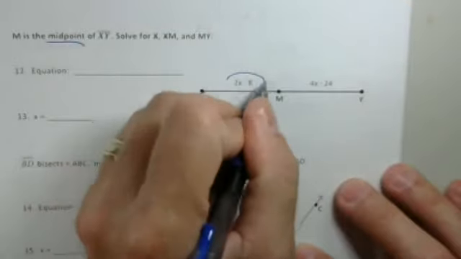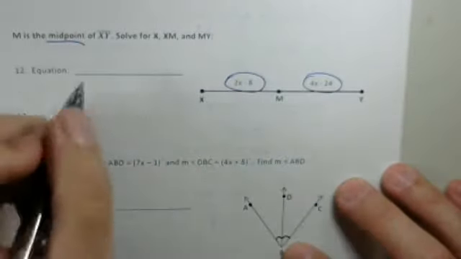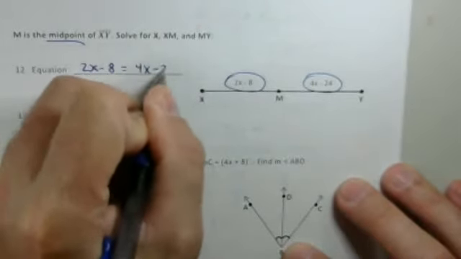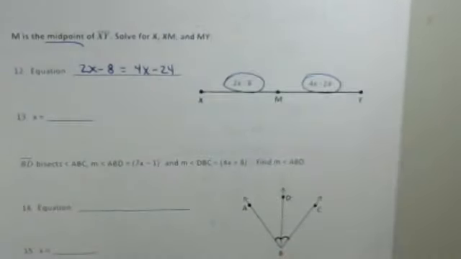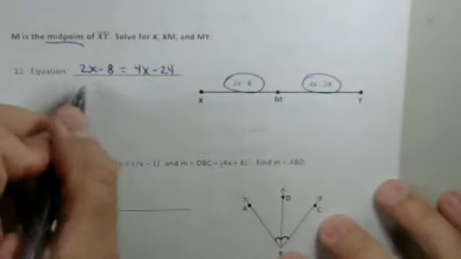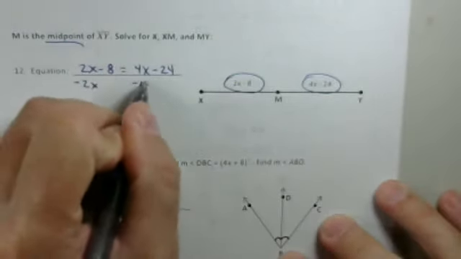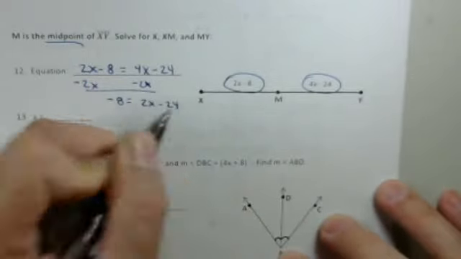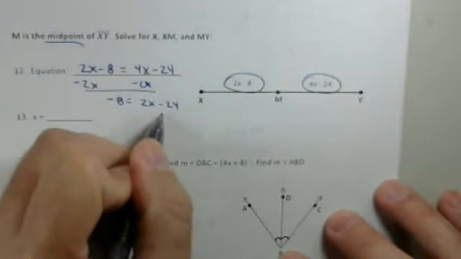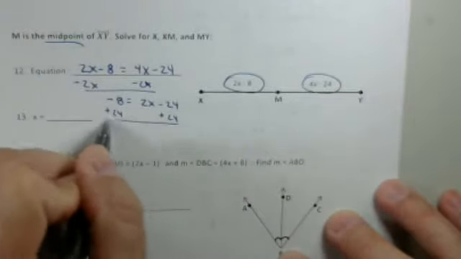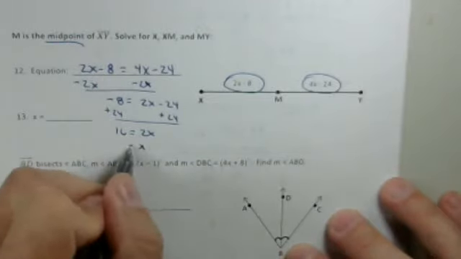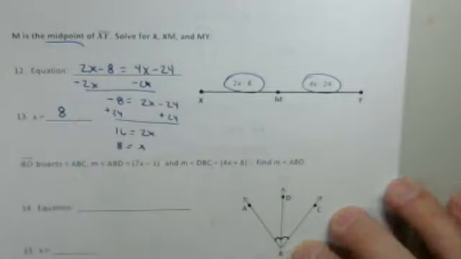On number 12, again we see the word midpoint. So we know that this part has to equal this part. So your equation is 2x minus 8 equals 4x minus 24. Solve the equation. Now add 24 to both sides. 16 equals 2x. So x equals 8.